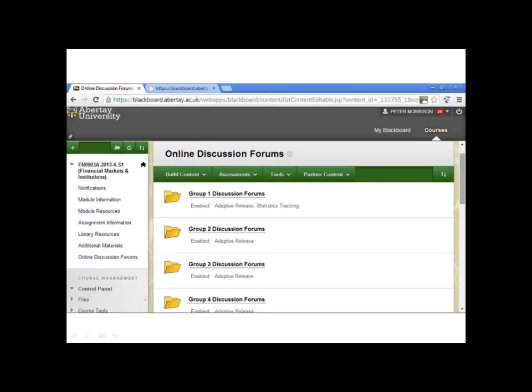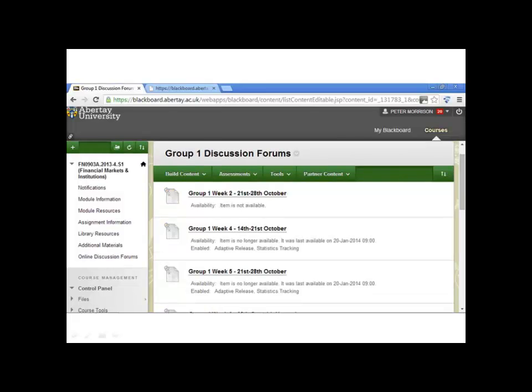This is what I see when I open up the online discussions. You'll notice on the left-hand side near the bottom there's a tab that says online discussions for ease of access. I see all of these because I'm the module tutor. Each student would only see the discussion forum for their particular group. And when they go into that folder, again, I can see every week's discussions. The student would only see one at a time. And we use adaptive release so that they only see one at a time.